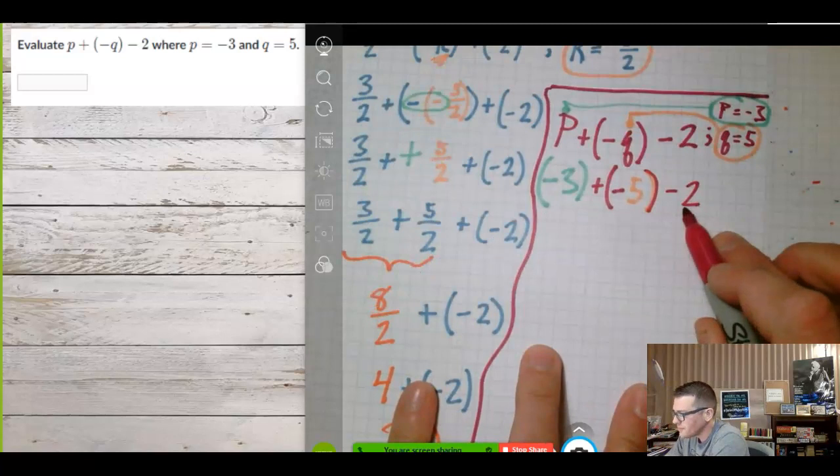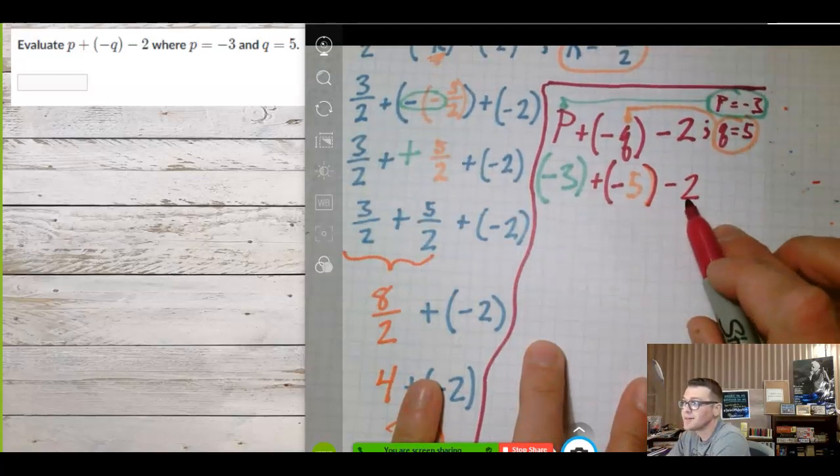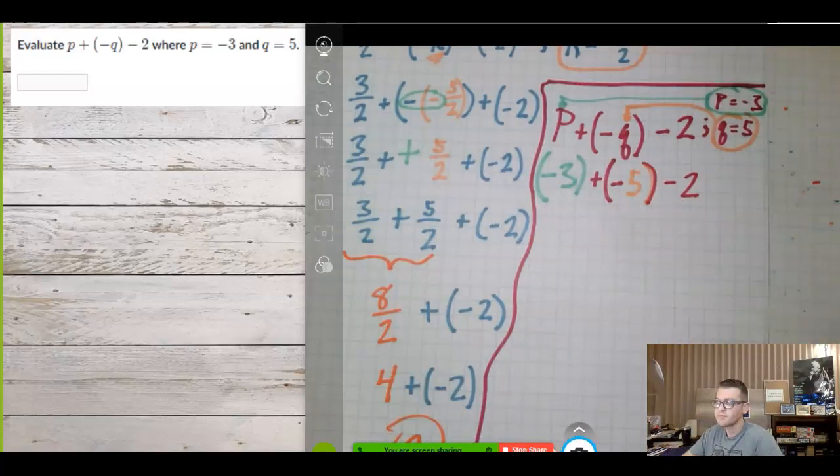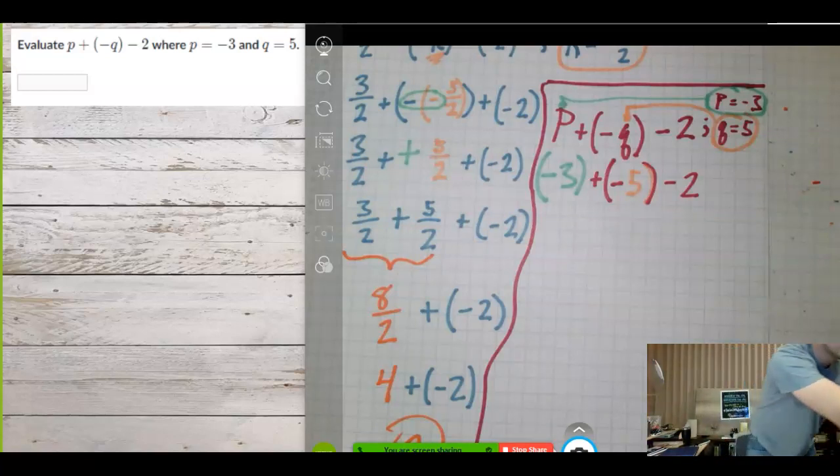Now, here we've talked about not liking subtraction. So can you remind me what we do instead of subtraction? We add. Add what? Because we can't just get rid of the subtraction. We can change what it is.